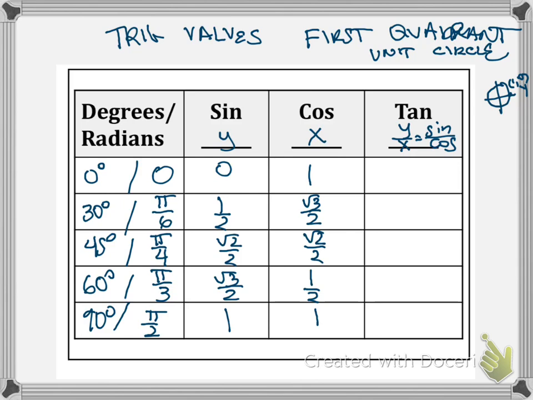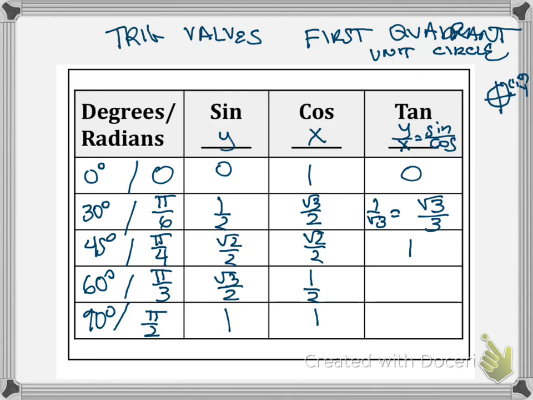So tangent is y over x, so 0 over 1, so that's 0. Then we know that sine is 1/2, tangent would be 1/2 over root 3 over 2, that ends up being 1/2 times 2 over root 3, or 1 over root 3. Then, of course, we have to rationalize the denominator. So if it is 1 over root 3, we know that it's going to end up being root 3 over 3.